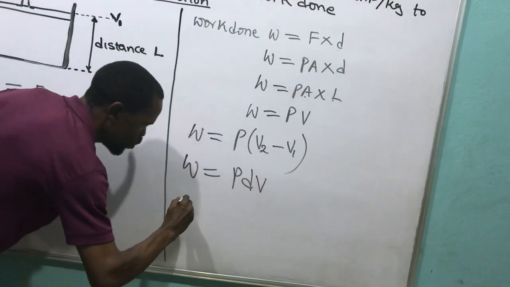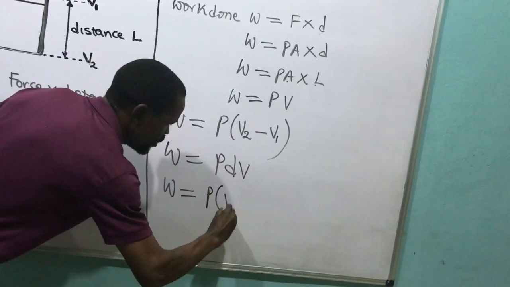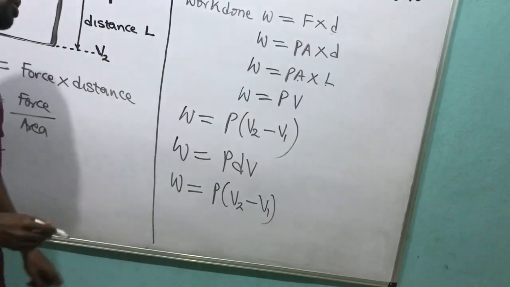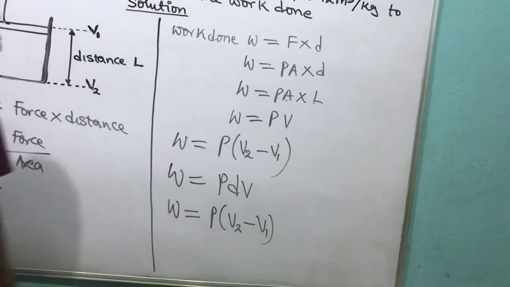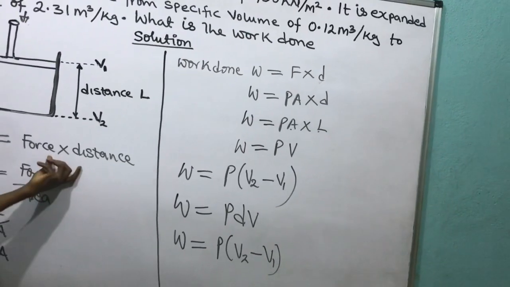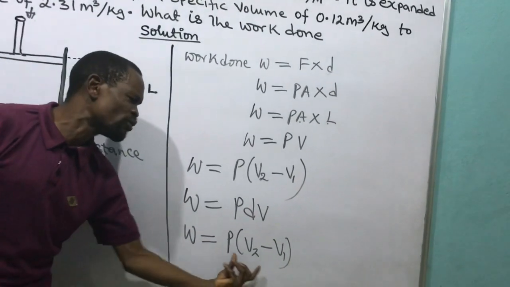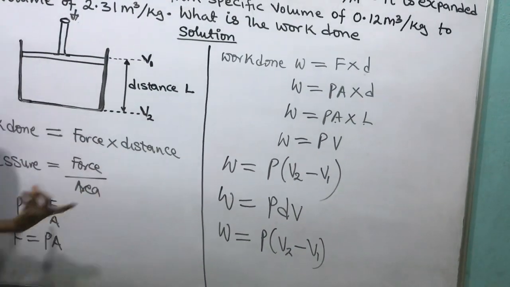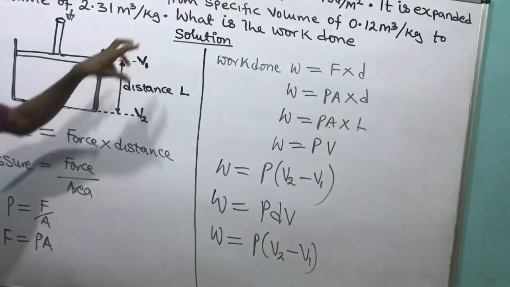Pressure volume work done. We now have W equals P times (V2 minus V1), and that's the pressure volume work. I call it pressure volume work. These are called mechanical work. This is mechanical work in terms of pressure volume, and the other one is mechanical work in terms of force times distance. This one is mechanical work in terms of pressure volume.